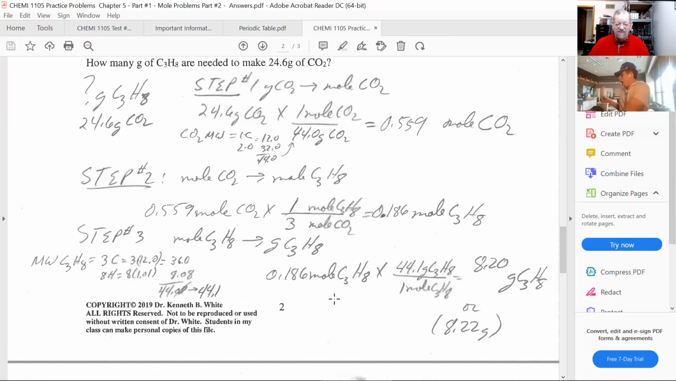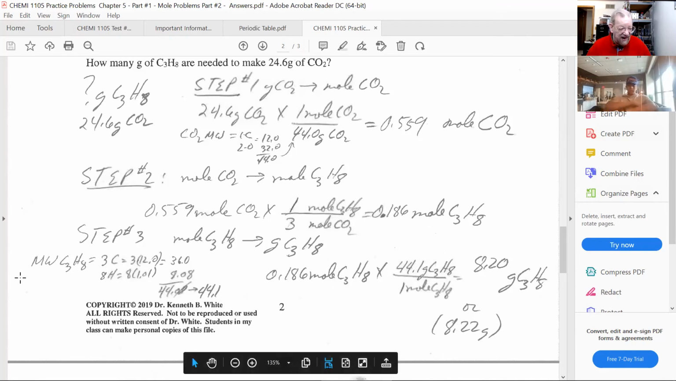So if I start this, I'm trying to go to grams of C3H8. I'll use unit analysis again. What goes on top of the ratio? What I'm trying to get to, grams C3H8. What am I trying to get rid of? Moles of C3H8. And where do I get this relationship? 1 mole of compound equals the molecular weight of C3H8.